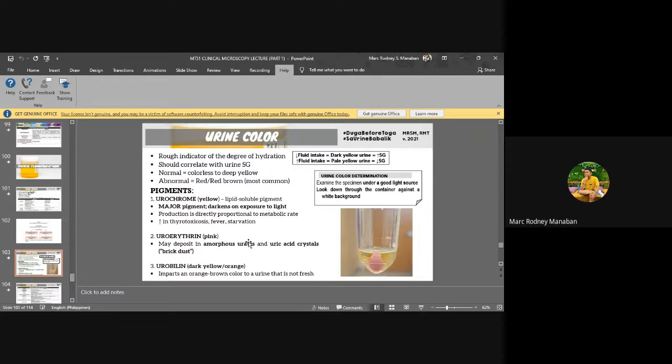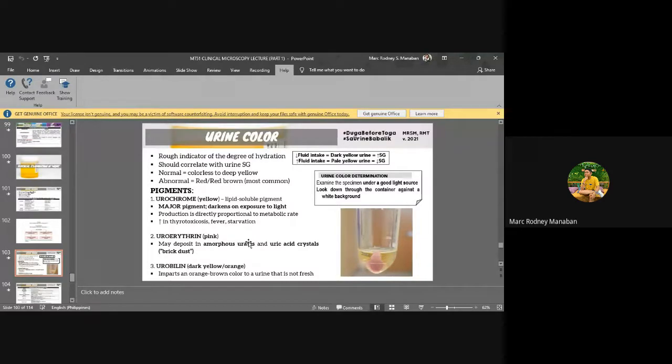So there is hardly any color. Whereas if you drink little water, your hydration is low, meaning your specimen is concentrated. Okay? So more pigment is produced, more color, the darker the color you see. So your SG is increased because your solutes are concentrated. Okay? All right. Now again, you should correlate the color with SG as mentioned.